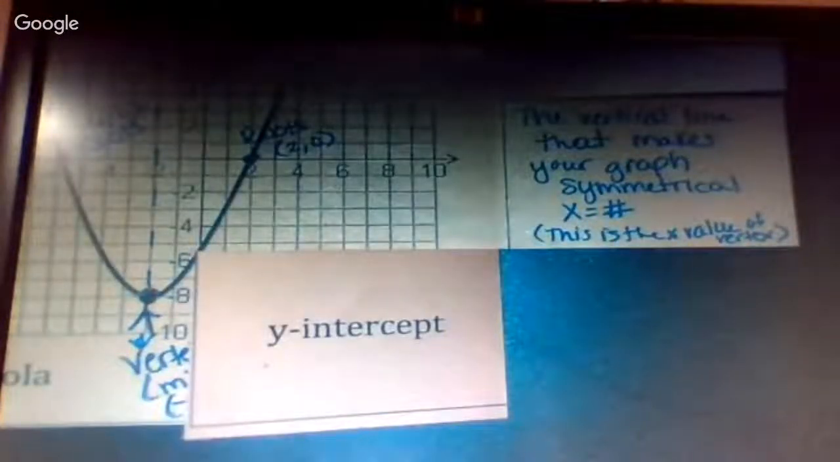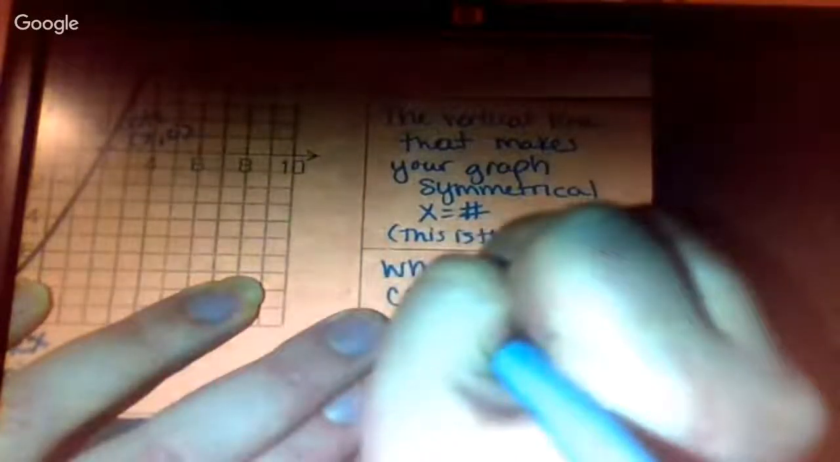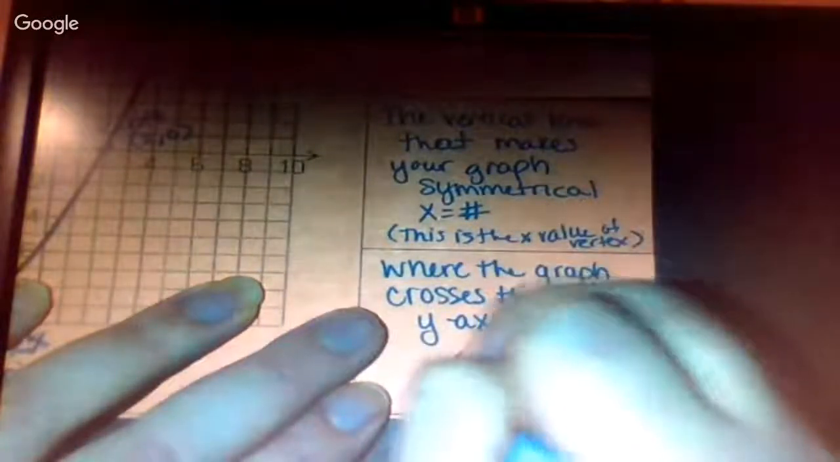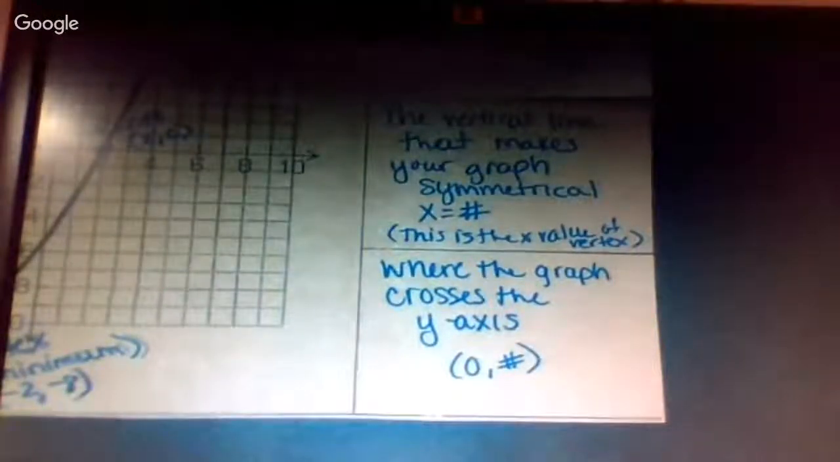The last one is your y-intercept. Well, if your x-intercept is where it crosses the x, what's your y-intercept? Where it crosses the y. So where the graph crosses the y-axis. This is always going to be 0, some number. Remember, if you're on the y-axis, your x value is always 0.